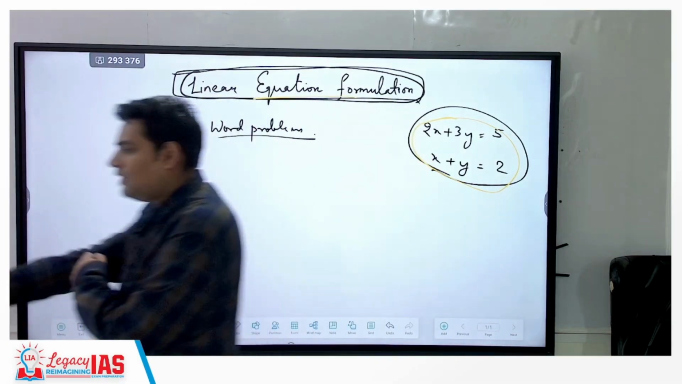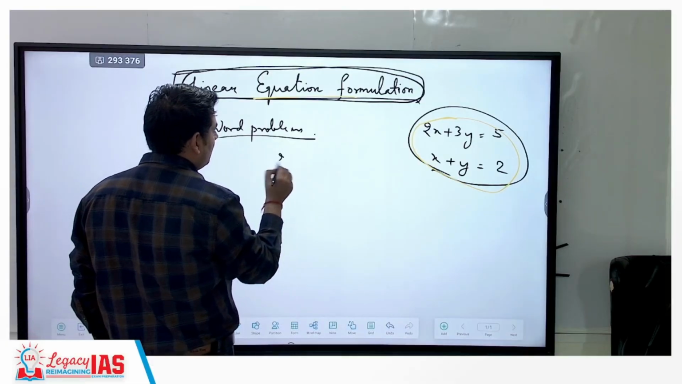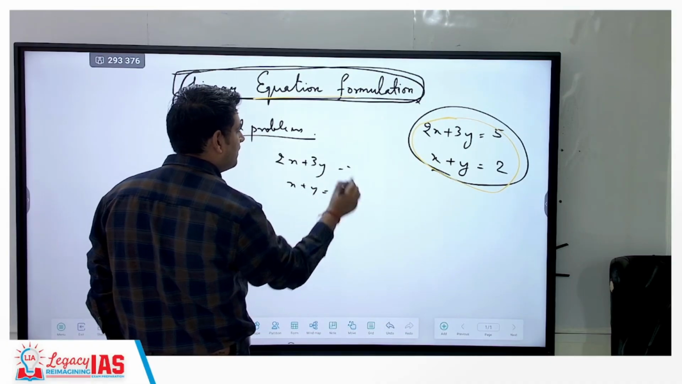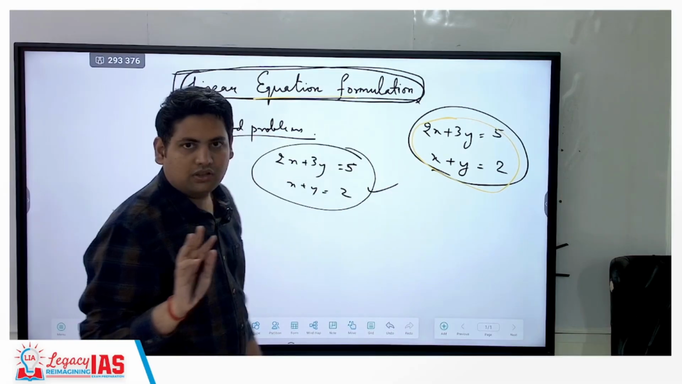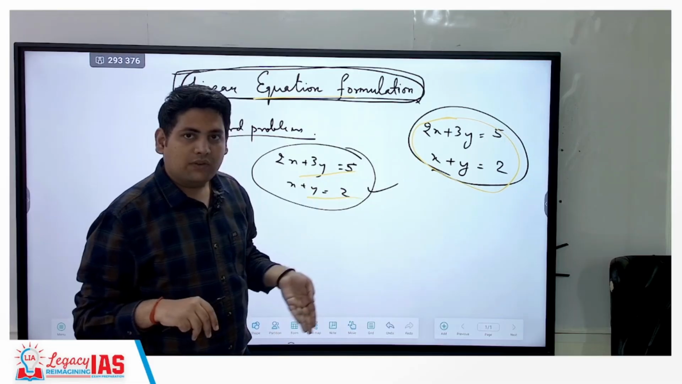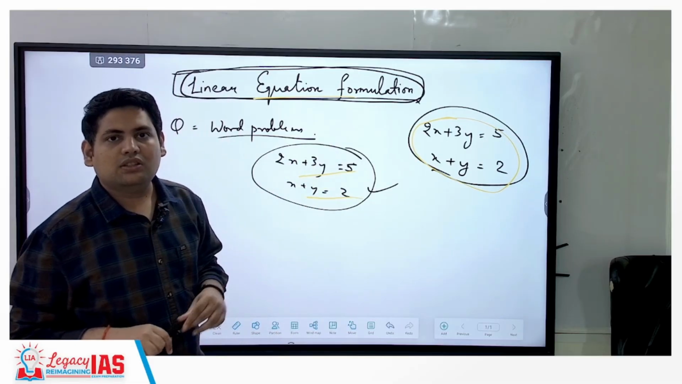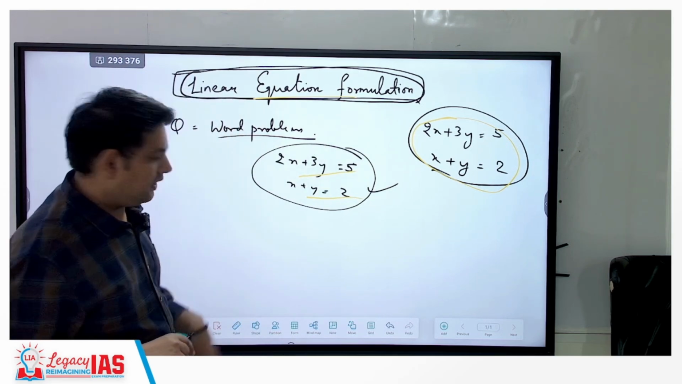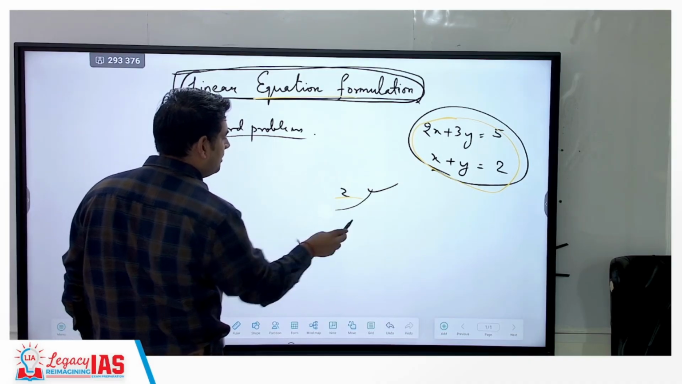First of all, if I give them equations like this and this that I have written there, then they can definitely do it. But how to form these equations using the word problem, that is the main issue that students face. So this is why we are taking this topic of linear equation formulation. What will be the major steps that will be involved?